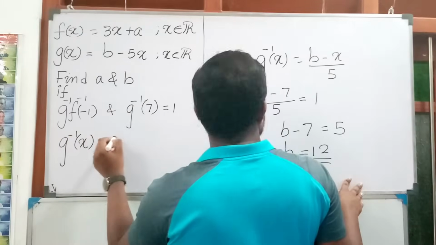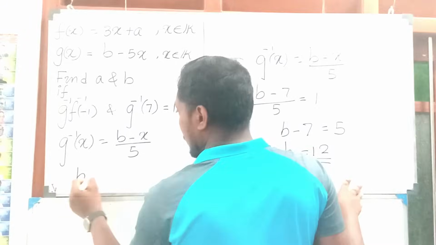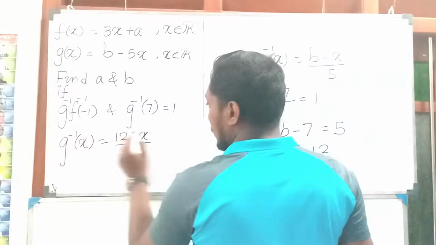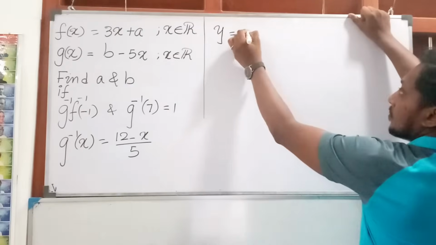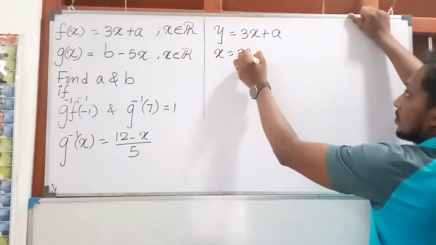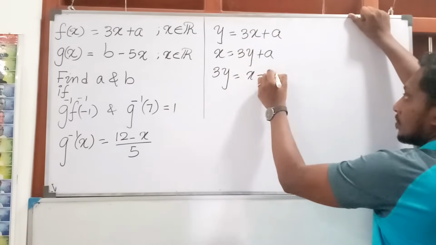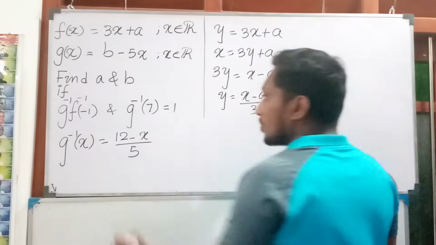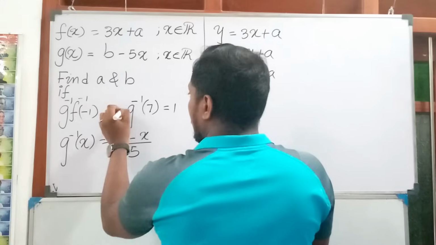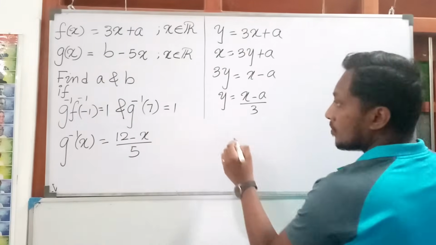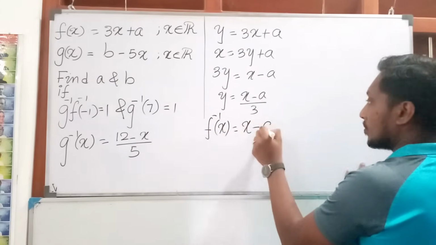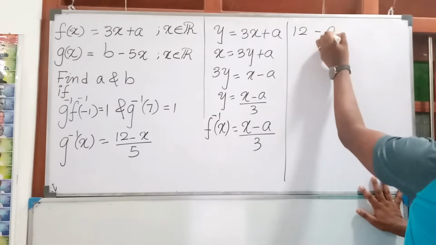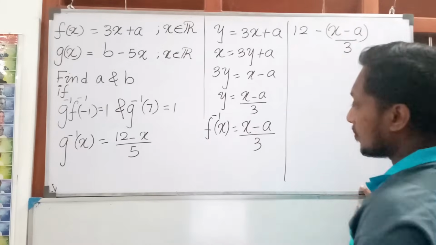So having that value in hand, we know what g inverse of x is. g inverse of x is 12 minus x over 5. Now we'll write what g inverse of f inverse of x is. To write that, first you need to find f inverse of x. So using your inverse function knowledge, you find the inverse of f and then find the composition g inverse f inverse x. That means you have to put f inverse of x into g inverse of x.